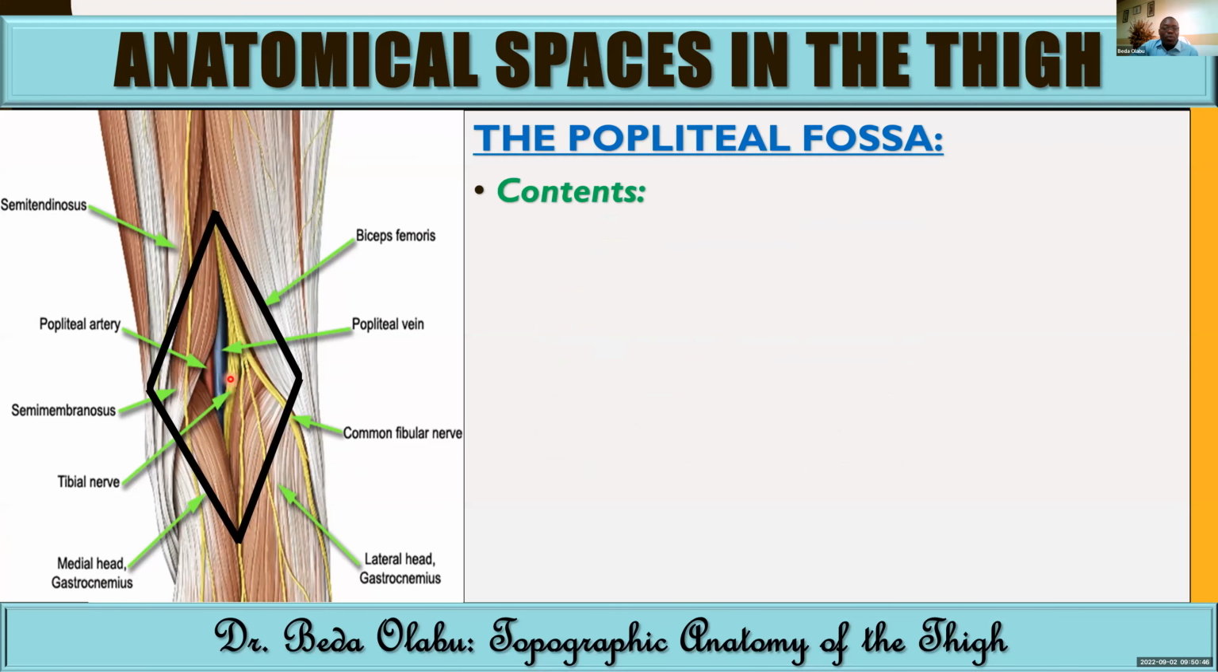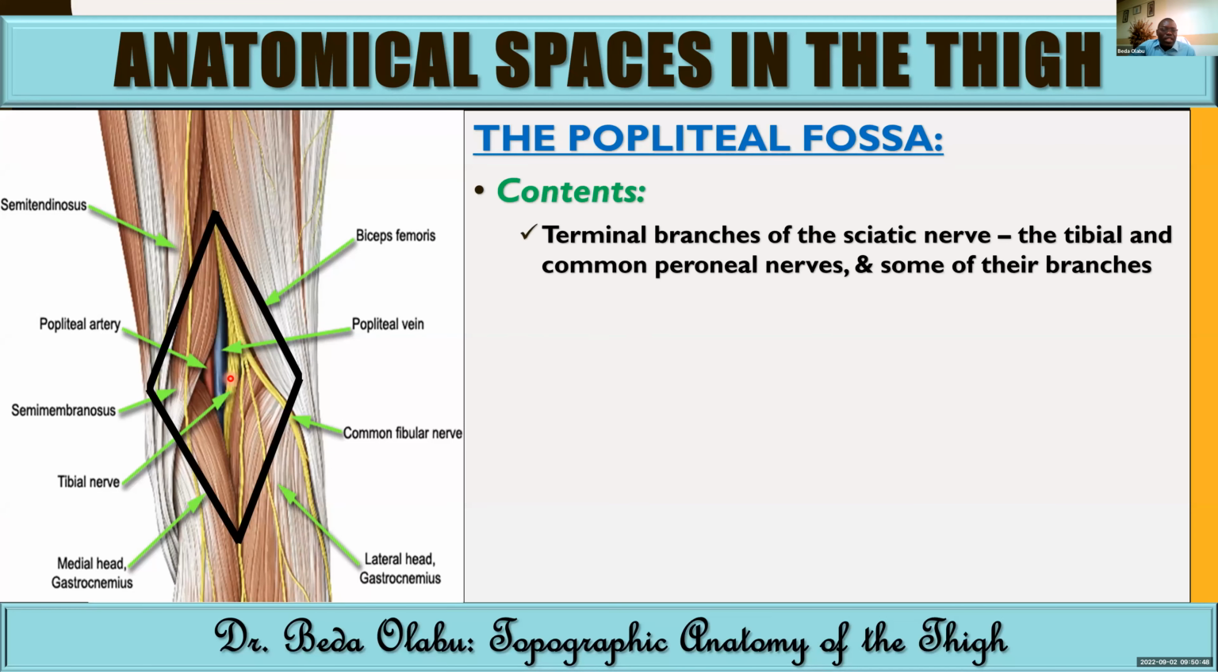with the walls. What are the structures found within the fossa? The contents. Here we have the terminal branches of the sciatic nerve. These terminal branches of the sciatic nerve are two. We have the tibial nerve, which is this one, and you have the common peroneal nerve, which is that one.